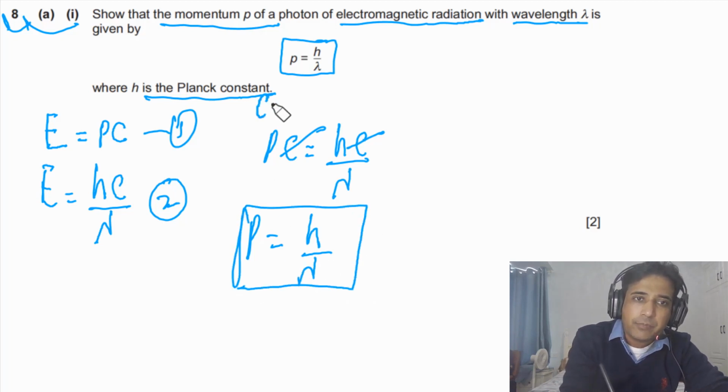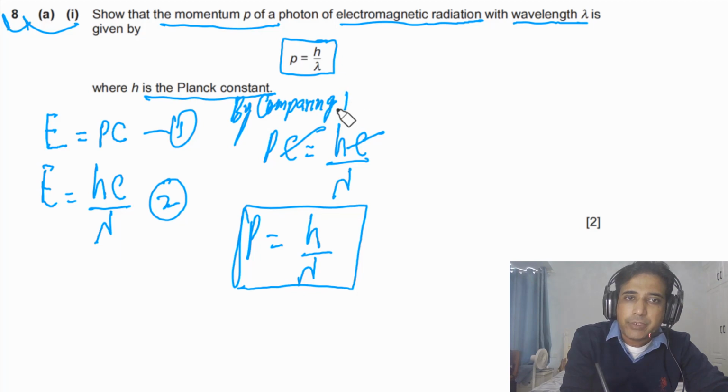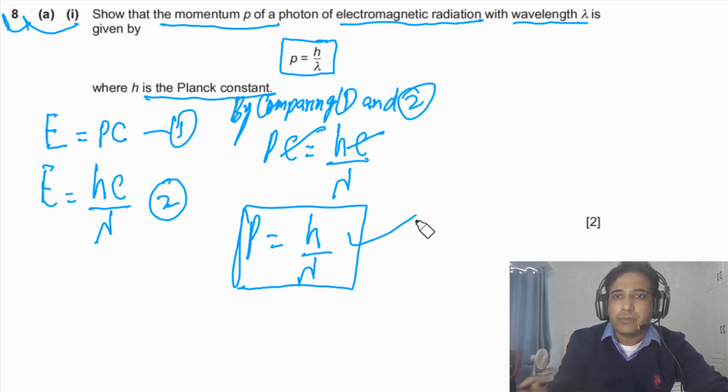Here we are comparing, so you can simply say, by comparing 1 and 2, this is the answer.